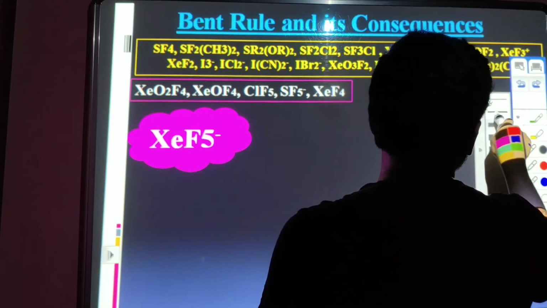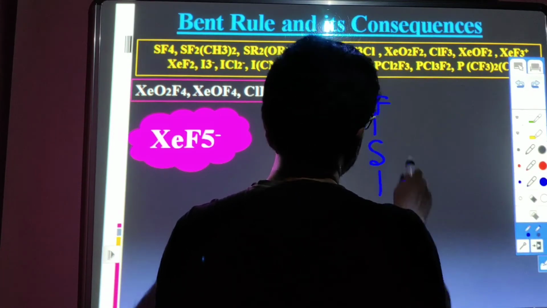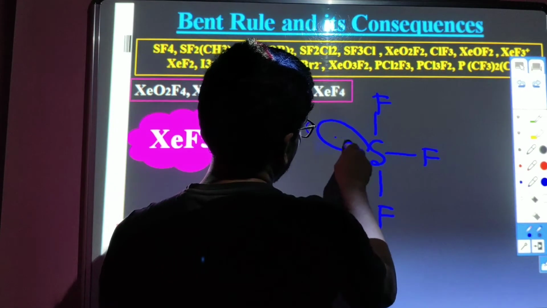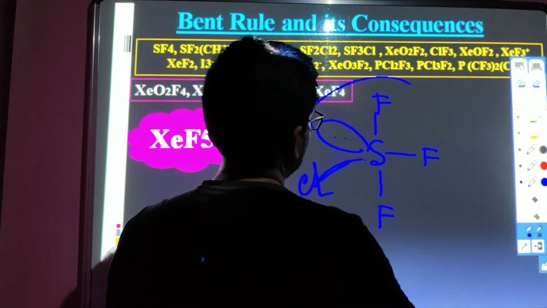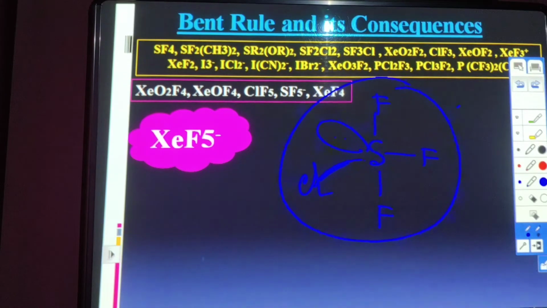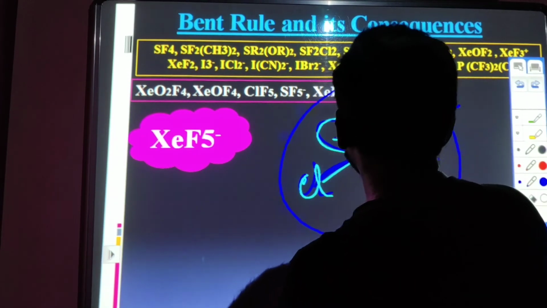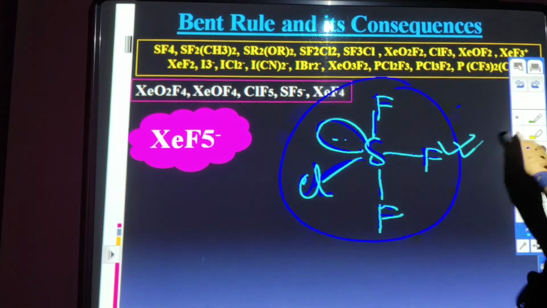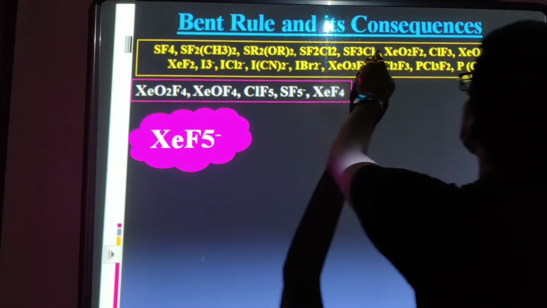Now SF3Cl. Put S, then put F here, one F here. SF3 with the lone pair equatorial, and this is SF3Cl. Okay, clear? This color I will use. Okay, done, no problem.